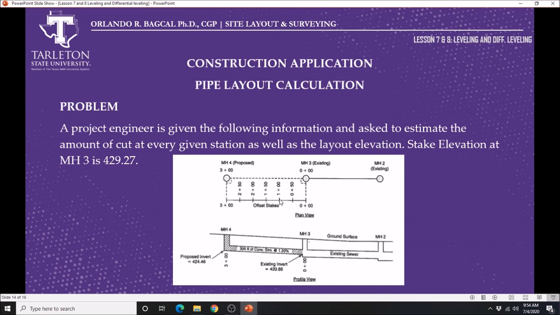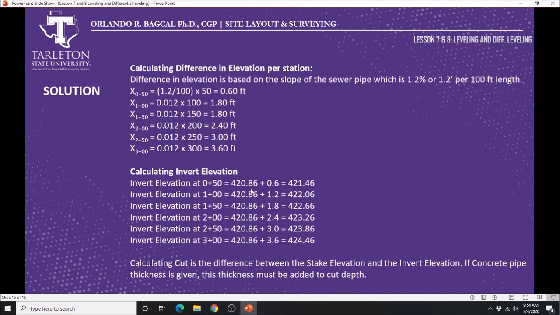So the next one is 100, because that is from this point, 1 plus 00. That's 100, and this is our reference. So 100 minus 0, that's 100. You do the same thing for 150, until you reach the distance of 300 feet. And each of these values at every given distance is the difference in elevation.